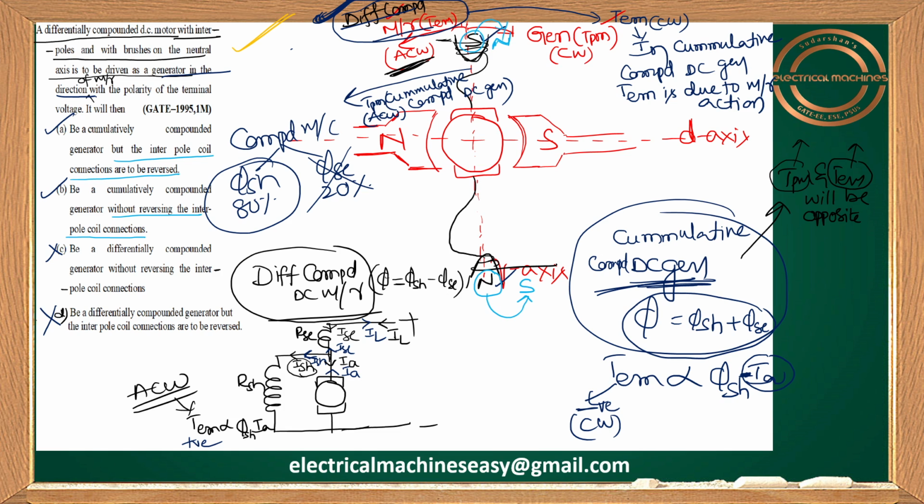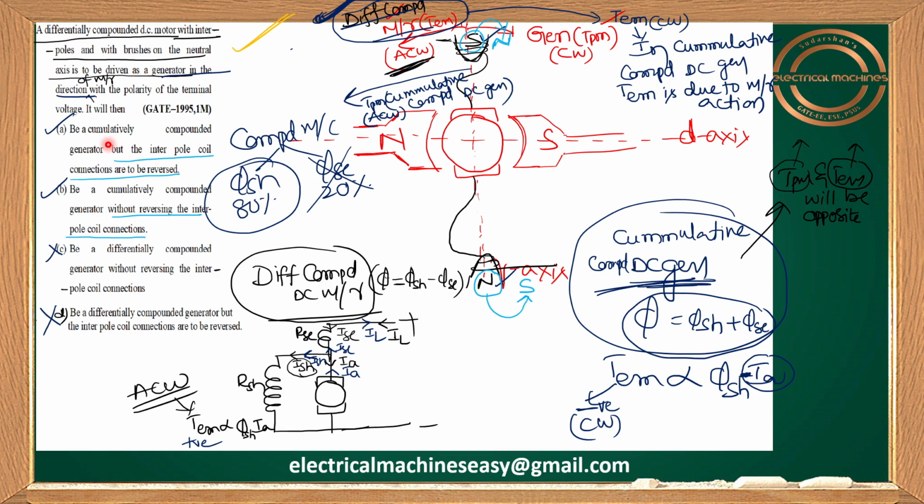So is south becoming north and north becoming south automatically, or are you reversing the interpole winding connections? Is option A correct, or option B? Please try to think and tell me clearly. I'm asking a very simple question. South has to change to north, north has to change to south. But is this happening automatically, or by changing the interpole winding connections? That's my question. So guys, don't get confused.